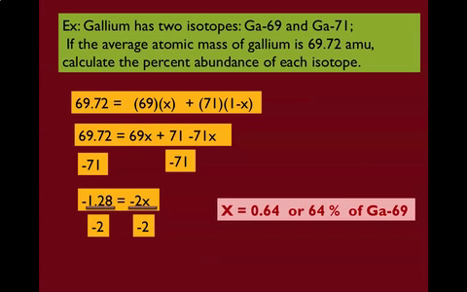That's going to give me 0.64, which if we reverse that decimal, it's 64%, and that went with the 69 mass, so that's going to be gallium 69. And so then I know the rest of my 100% is going to be gallium 71. So I just have to subtract that from 100%, and I get 36% of gallium 71.